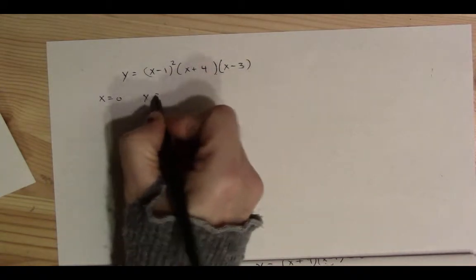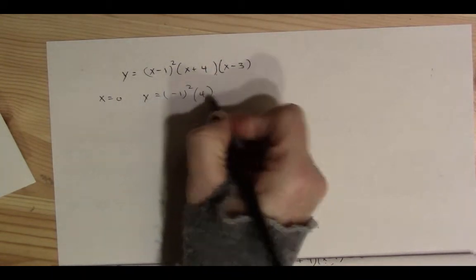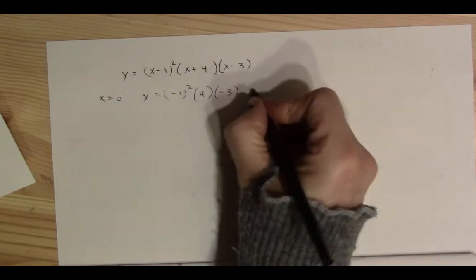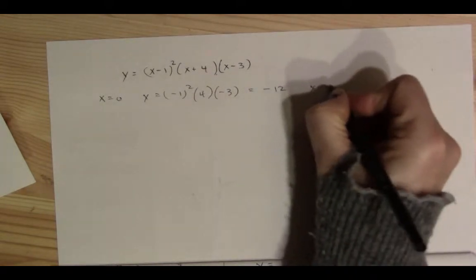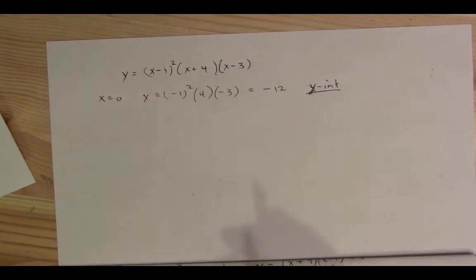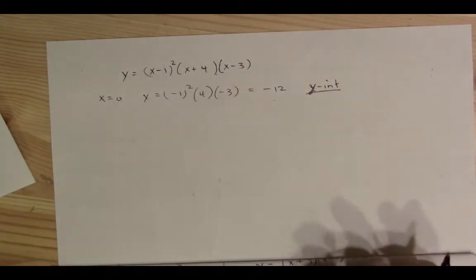So y would be equal to minus 1 squared times 4 times minus 3, so this will become positive, so minus 12. So there's my y-intercept. Okay, x equals 0, y equals minus 12. I can just read the number off the end because it's already in the factored form.